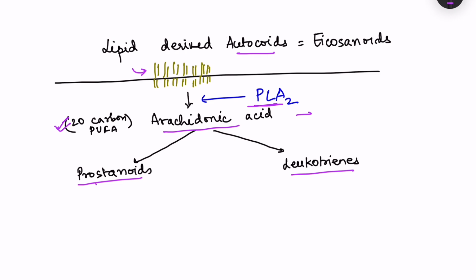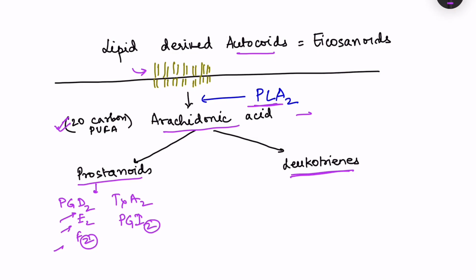These prostanoids include prostaglandins like D2, E2, F2, thromboxane A2 and prostacyclin, that is prostaglandin I2. Now you see that all of them are denoted by certain numbers, and this number 2 denotes the number of double bonds present in the side chain. That is why it is written as 2.